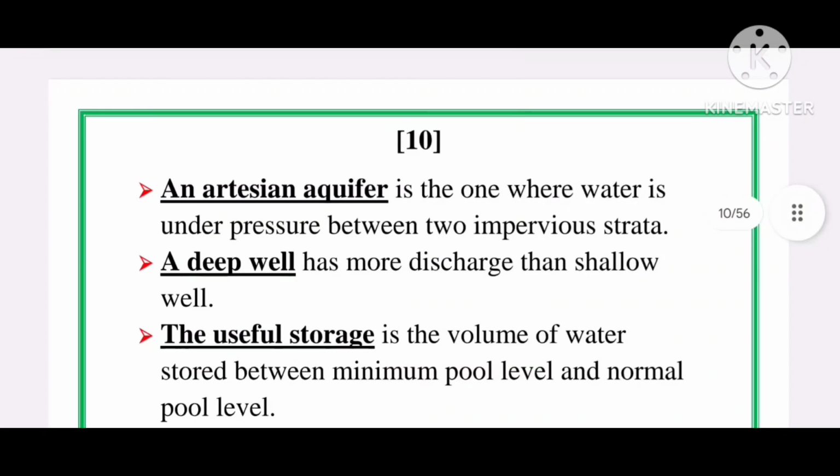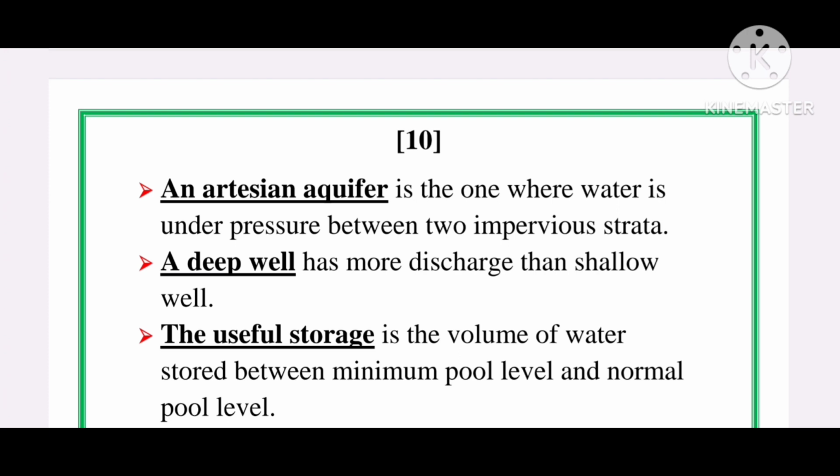Next, an artesian aquifer. It is one where water is under pressure between two impervious strata. It's a very important term, artesian aquifer. Next, a deep well has more discharge than a shallow well.